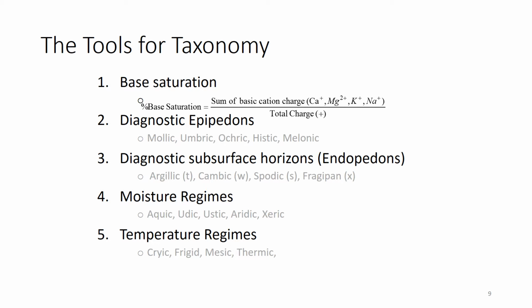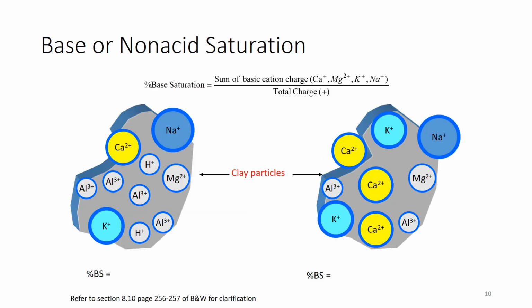There are also moisture regimes and temperature regimes that become important. In this case, soils basically have little parking spots, and we call them ion charge sites, okay? And how many of these little ion parking spots are taken up by calcium, magnesium, potassium, or sodium as compared to how many parking spots are available then becomes base saturation.